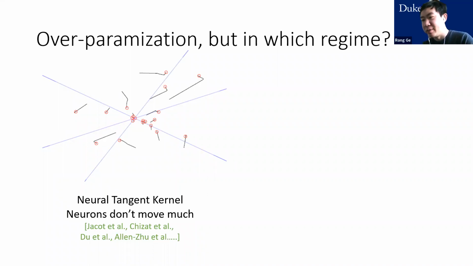One specific feature of the neural tangent kernel is that during training, neurons actually don't move by much. And because of that, the whole neural network actually behaves very similarly to what's called a kernel.